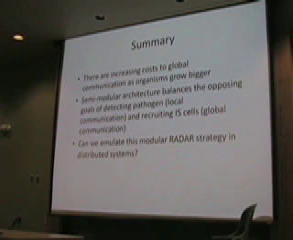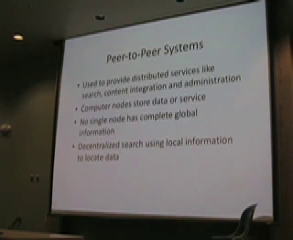So to summarize this part, there are increasing costs to global communication as organisms grow bigger, and the immune system has come up with this great way of balancing local communication, which is detecting pathogens, and global communication, which is recruiting immune system cells, using the sub-modular architecture. Our idea was to take inspiration from this and see if we could get some nice results in distributed systems. In this talk, I'm just going to talk about peer-to-peer systems, which are used to provide distributed services like search, content, and administration.